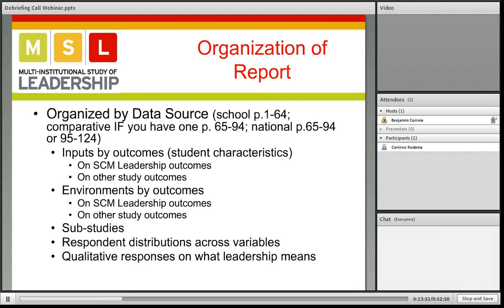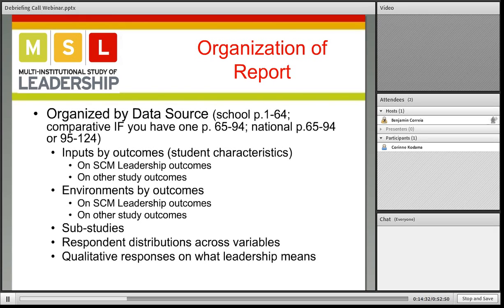And the way the report is organized is by data source. So most of you will sort of have two reports. You'll have one report, which is the first 64 pages, that will have all the data organized by your school. So that is your school's sample, your school's data. And then you will also have, following that, from page 65 to 94, a similar report structured pretty much exactly the same, but instead of your school's data, it has the national data. And the reason we do that is so that you can look and see how your school might be comparing to the national data set.